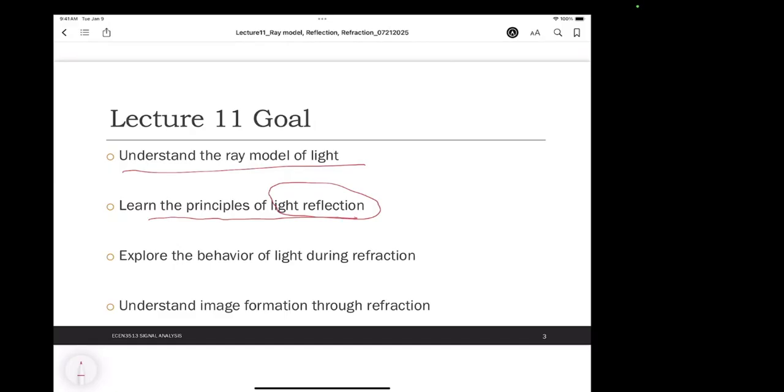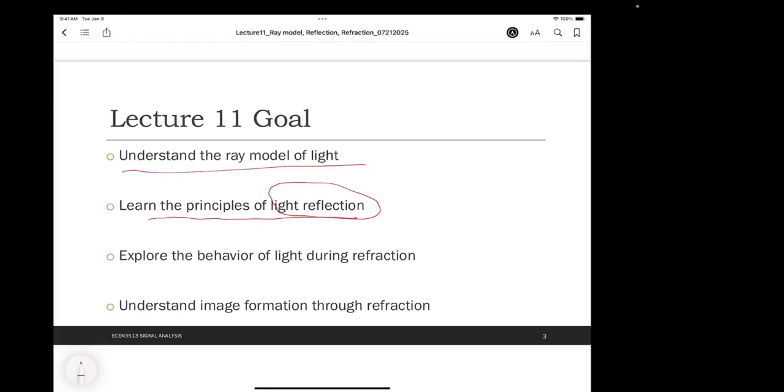I think light reflection is everywhere in our normal life, in the real world, but what is the principle of light reflection, and what's the theory behind that? After that, we will explore the behavior of light during refraction. If you see something under the water, the distance is usually further than what you see.